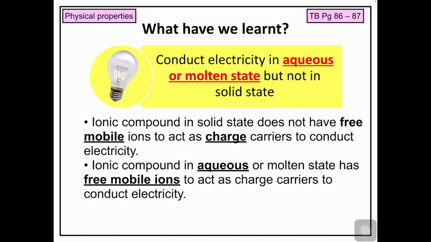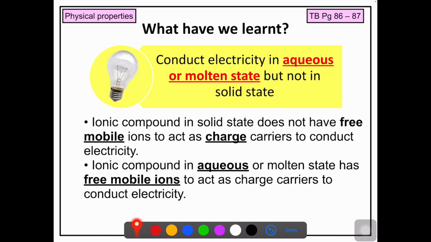And for the very last part of the properties, so there are 3 properties you need to think of. This is the last one, which is about whether it can conduct electricity. Interestingly, ionic compounds can conduct electricity in the aqueous state. Aqueous means when it's dissolved in water, or in what we call the molten state. Molten is basically liquid, right? That means it has already melted.